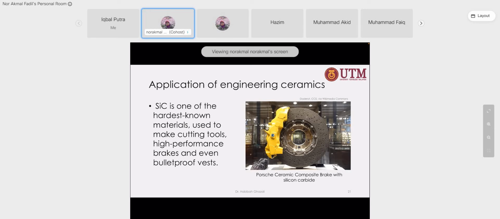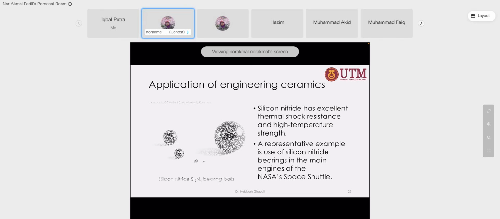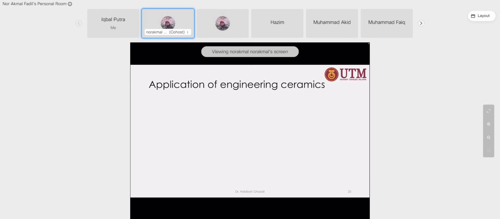high performance brakes and even bulletproof vests. Silicon nitride has excellent thermal shock resistance and high temperature strength. It is a representative example. It's used as silicon nitride bearings in the main engine of the NASA space shuttle, the bearing material used in high temperature applications.